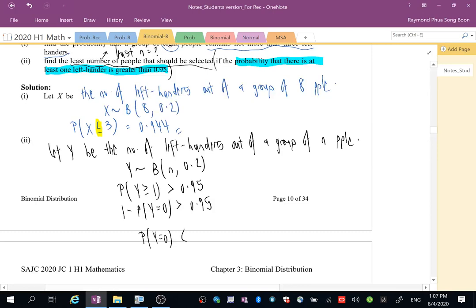Now let's do some rearrangement, to make probability y equals 0 the subject, as in the left hand side of this inequality. Once I've changed it to this form, there are two ways I can solve this inequality to find the least n, such that probability y equals 0 is less than 0.05.